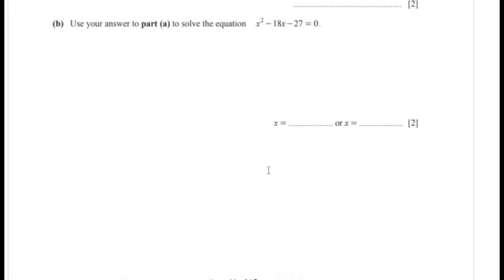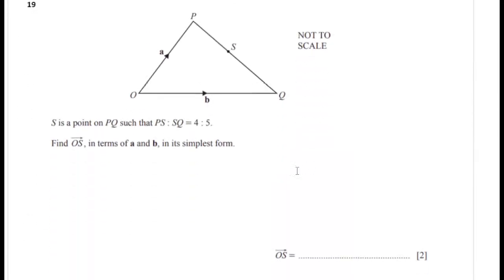Again a simple question. Okay, now this question: S is the point on PQ such that PS to SQ is given as the ratio 4 to 5. We have to find OS in terms of a and b. So let us first find what is PQ.